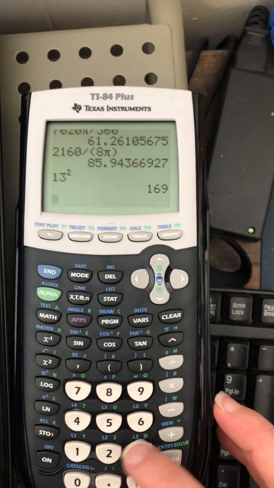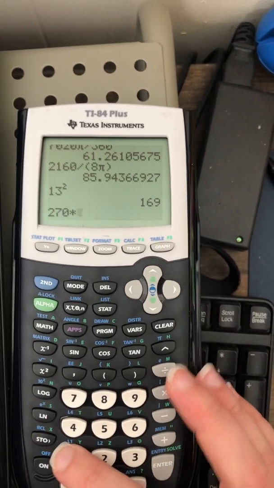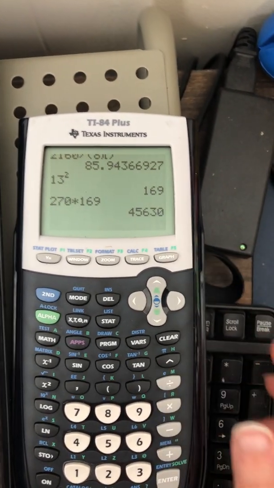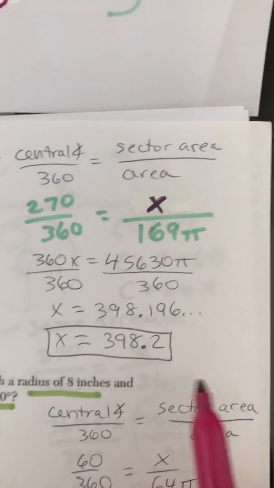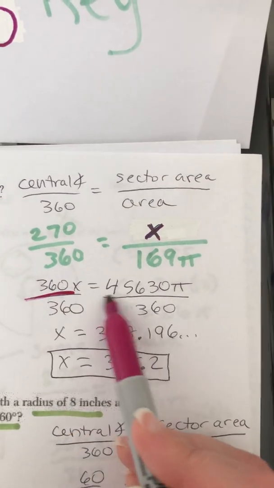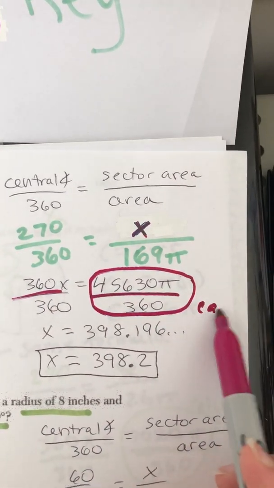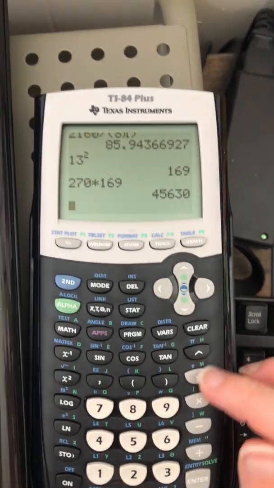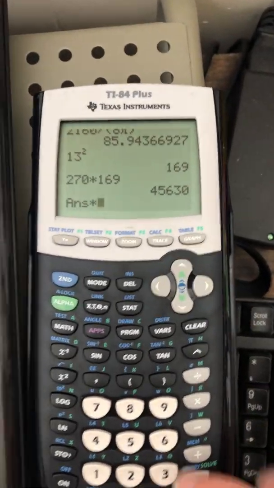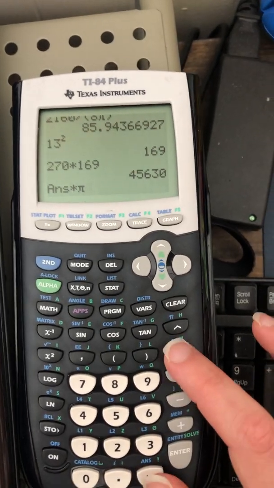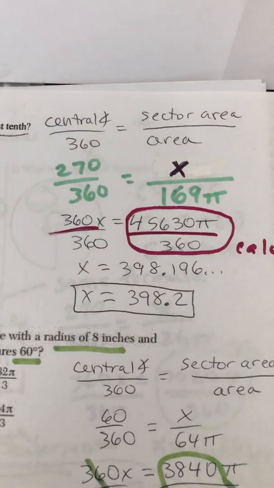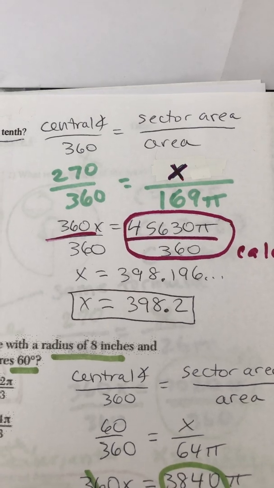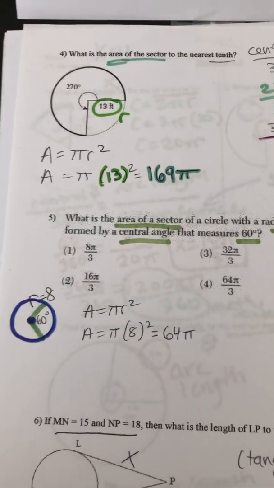So I'm going to do 270 times 169, 45630, 45630 pi. Now, when I divide both sides by 360, I'm going to do all this on my calculator at once. So I'm going to take that 45630 number and multiply it by pi, but also divide by 360. 398.196 dot dot dot, round it to the nearest tenth, 398.2.